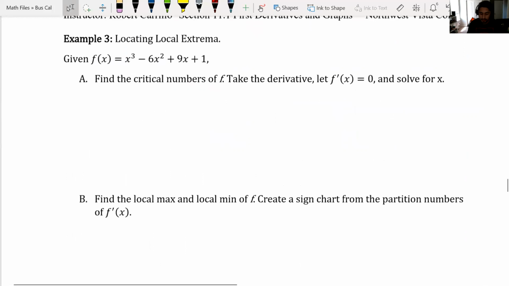All right, 3, locating local extrema. All right, find the critical numbers of f. That's our first step. So find critical numbers, find partition numbers: take the first derivative, set it equal to 0, and solve for x. That's it. See how easy that is?